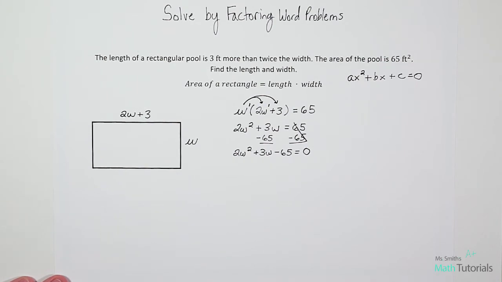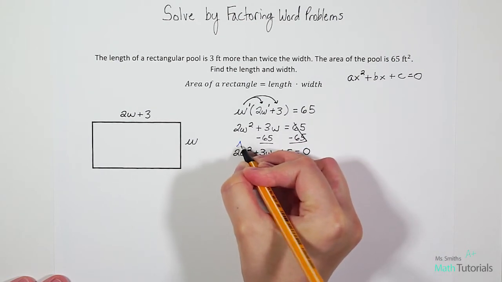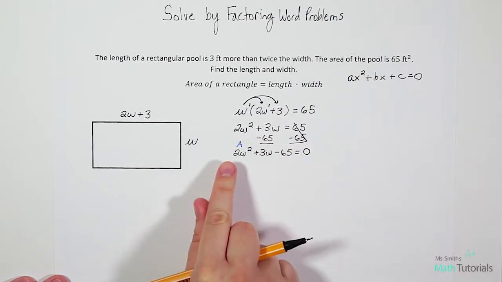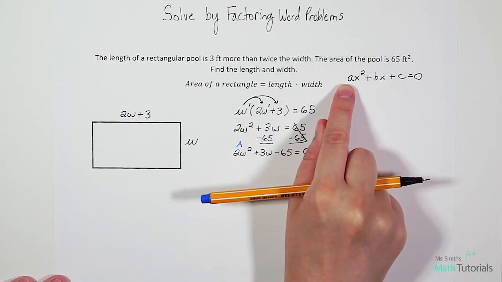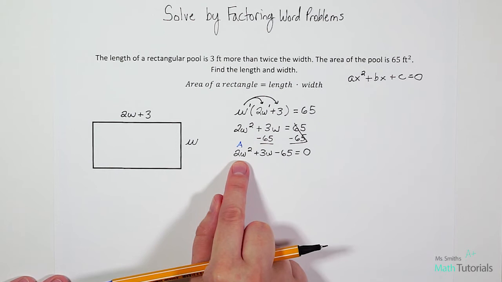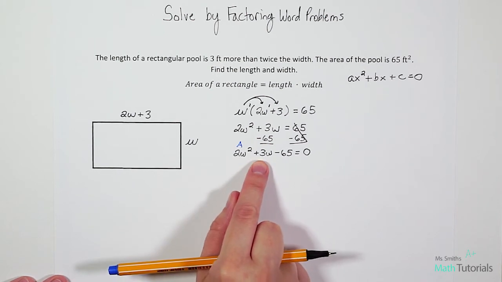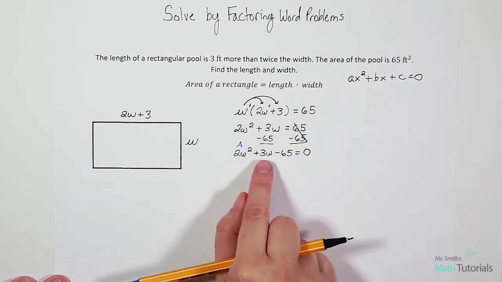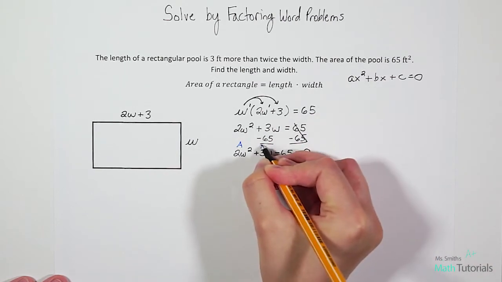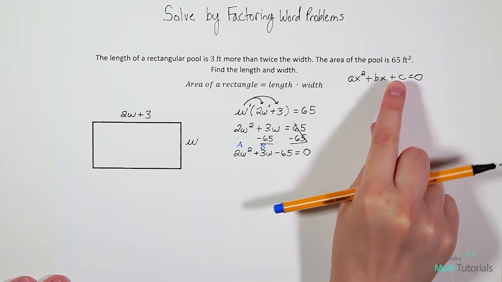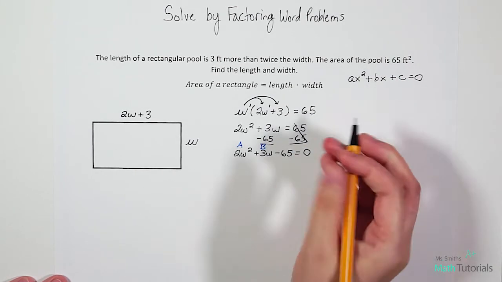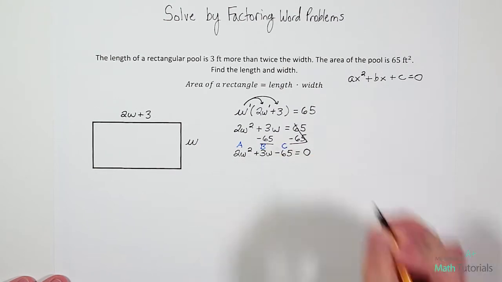Now our first step of factoring is going to be to label what is our A, B, and C. Now A is 2. It's that coefficient right in front of the x squared, or in this case, w squared. Our B is going to be the coefficient right in front of the just plain x, or the just plain w. In this case, it's a positive 3. And our C is our constant. It's going to be the one with no letter attached. In this case, it's a negative 65.